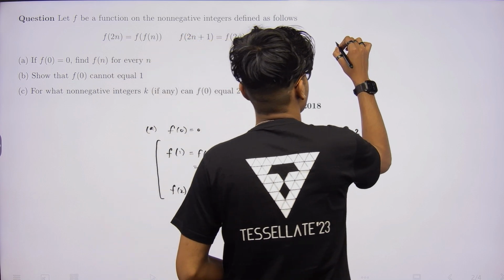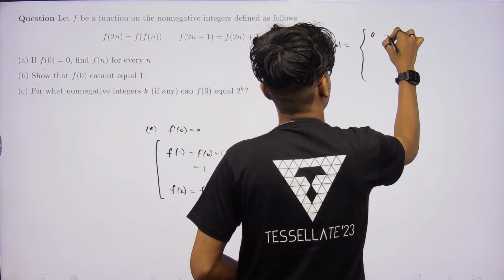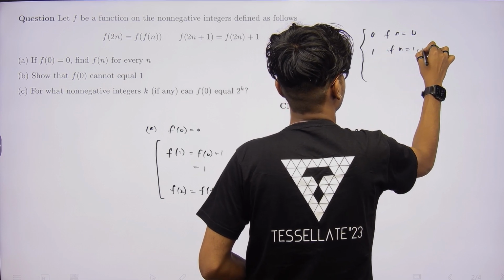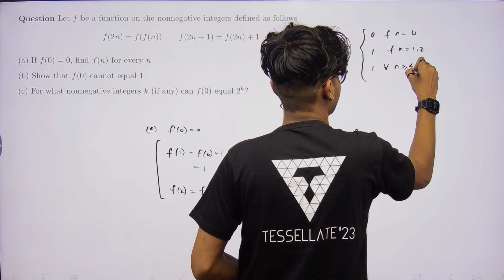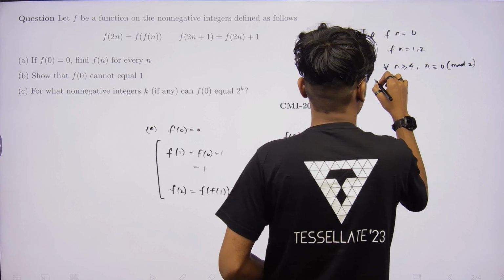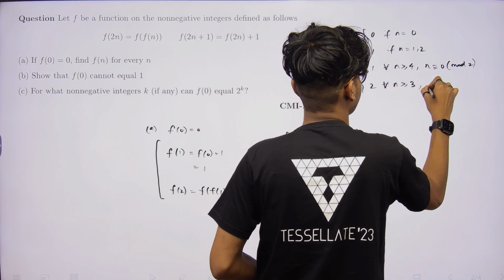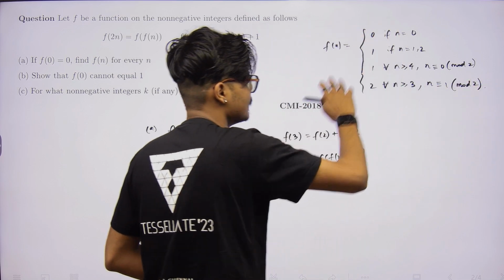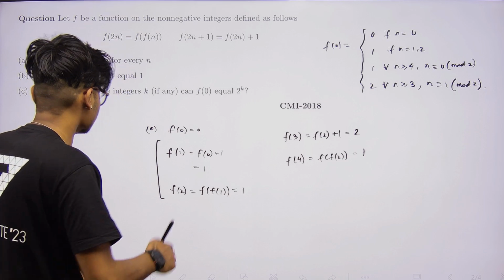So your function can be summarized as follows. So f of n is 0 if n is 0, it's 1 if n is equal to 1 or 2, and it's going to be 1 for every n greater than or equal to 4 where n is even, and it's going to be 2 for every n greater than or equal to 3 where n is odd. So this is the final value of f, given that f of 0 is 0. So that solves the first part.